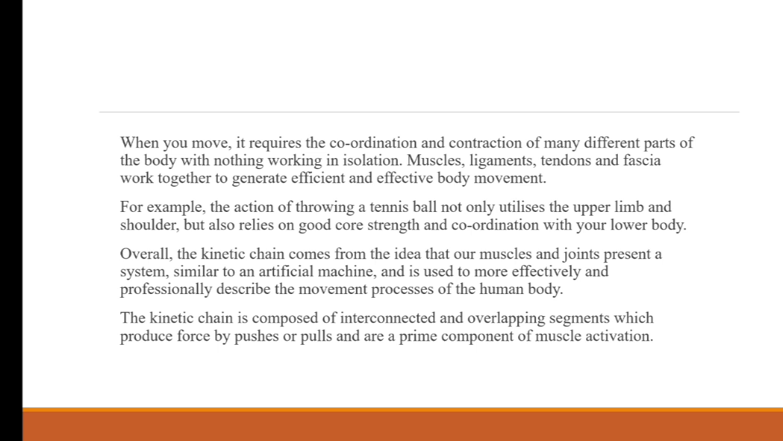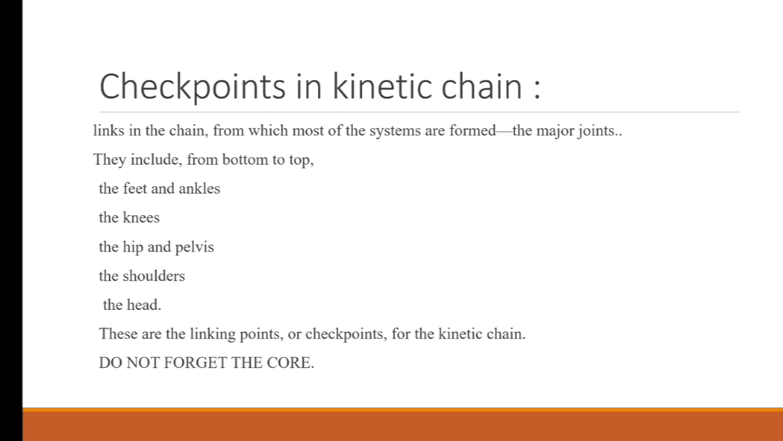So the overall kinetic chain comes from the idea that muscle and joint present a system which is used to more effectively and professionally describe the movement process of the human body. The kinetic chain is composed of interconnected and overlapping segments which produce force by push or pull and are a prime component of muscle activation. So what are the links in the chain from which most of the systems in the body are formed? They include feet, ankle, knees, hip and pelvis, shoulder, and head. These are the linking points from bottom to top for the kinetic chain.